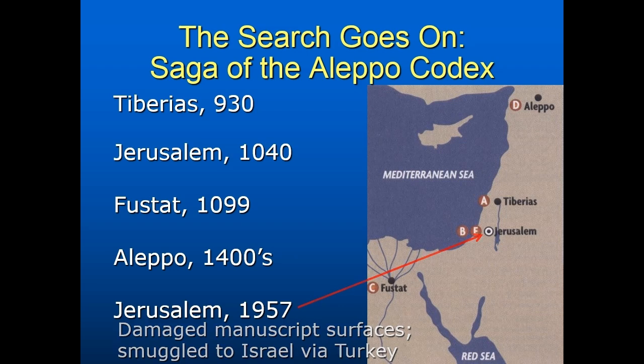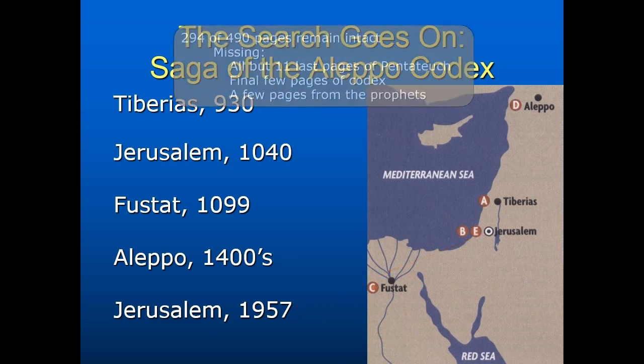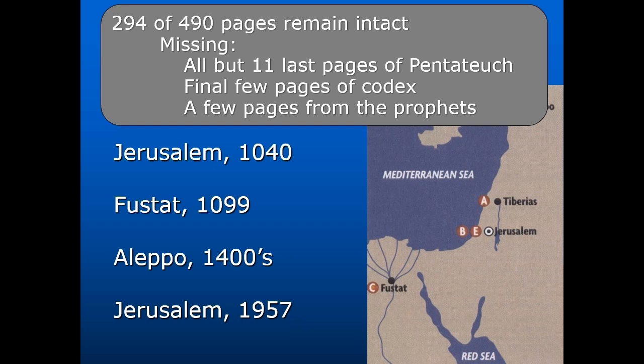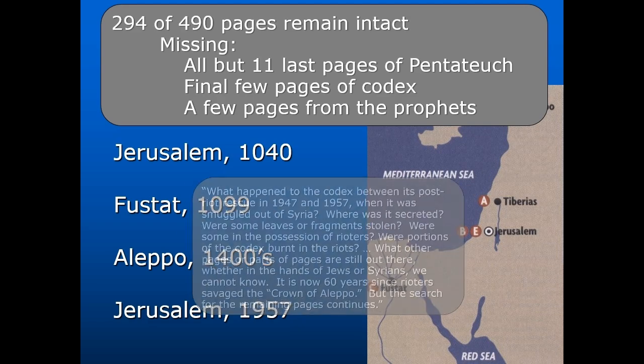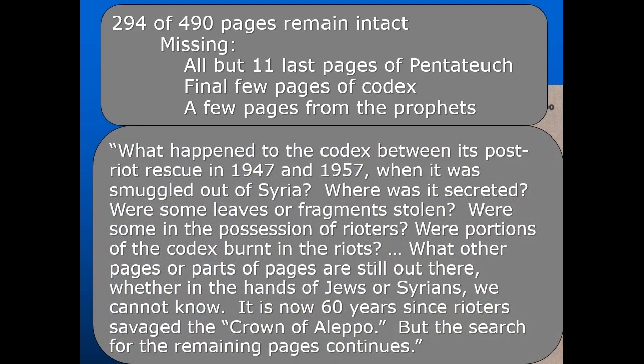It has only 294 of its original 490 pages now. Most of the Pentateuch is gone, with only its last 11 pages still in place. The last few pages of the Codex are also gone, as are a few pages from the prophets. A recent author has had this to say about the Aleppo.